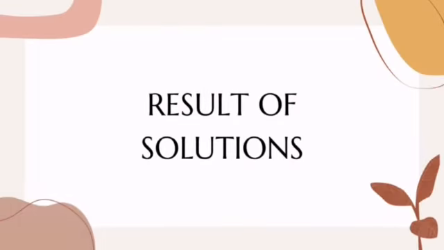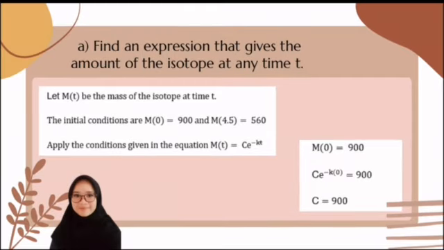These are the solutions for the problem statements. Firstly, we want to find an expression that gives the amount of the isotope at any time t. We let M(t) be the mass of the isotope at time t. It is given that when the mass is 900 grams, the time is 0, and after 4.5 years, the remaining mass is 560 grams. Then, we apply the conditions given in the equation M(t) equals C e to the power negative kt.